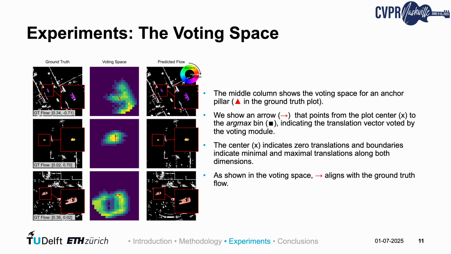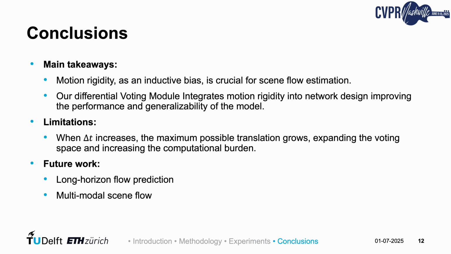We now visualize several example voting spaces for a single anchor pillar, marked by a red triangle in the ground truth flow. In the middle column, each bin represents a discrete translation. The center cross indicates zero motion, while the grid edges correspond to the maximum allowed translation in each direction. The arrow from the center to the argmax bin is the voted translation. Notice how that arrow aligns almost perfectly with the pillar's true flow. This visualization confirms that, for rigid regions, the voting distribution is peaked around the correct motion direction, just as we intended.